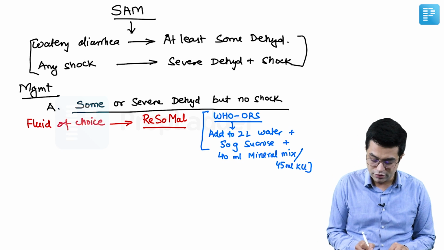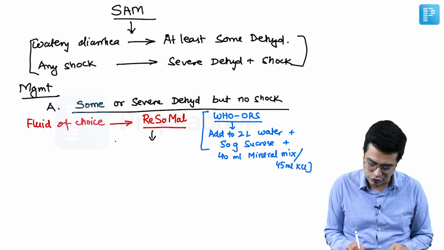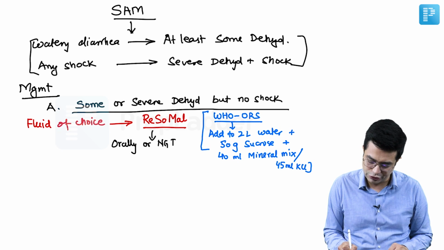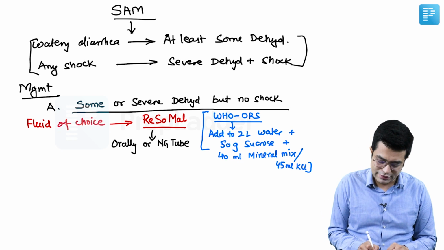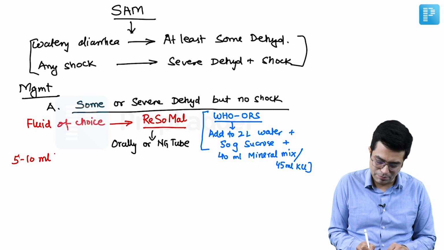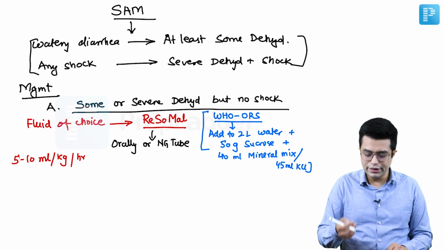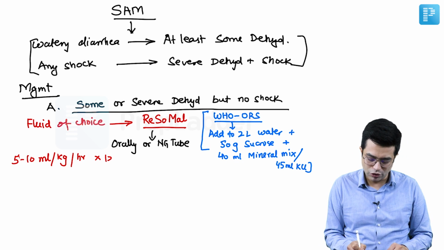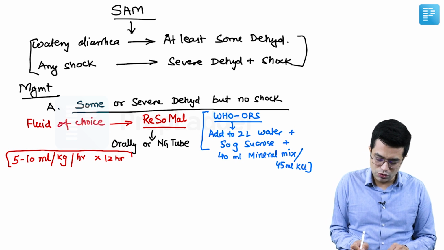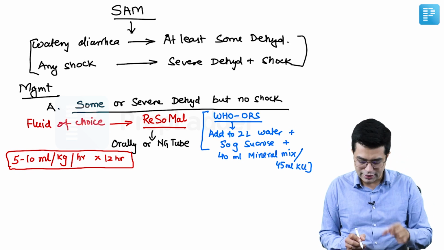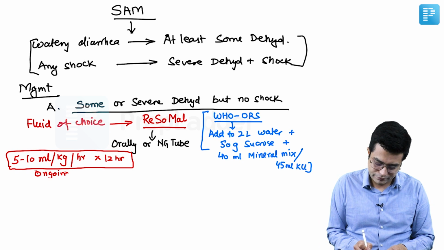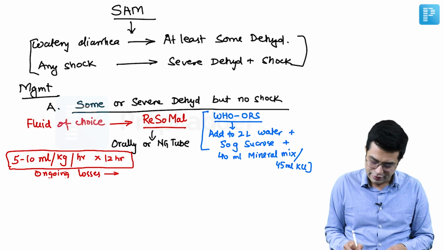So how are you going to use Resomal? You are going to give it either orally. If the child cannot accept orally, you will give it through nasogastric tube. And what is the amount you will give? What is the regime? The regime is very simple. The regime is 5 to 10 ml per kg per hour, either orally or by nasogastric tube, which will be given for 12 hours. This will be the amount of Resomal you will give for rehydration in the child. You will correct this dehydration over 12 hours. And for ongoing losses, you will give 5 to 10 ml per kg per loose stool.